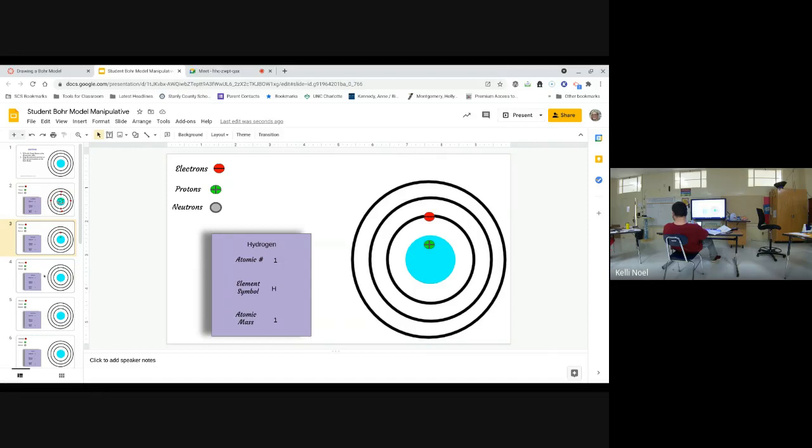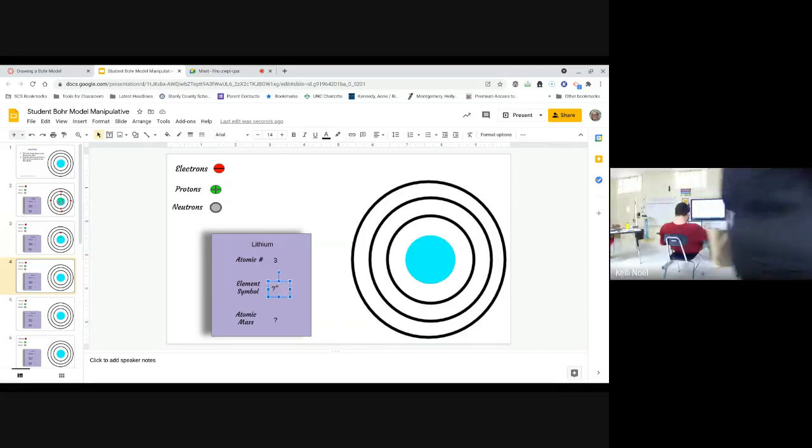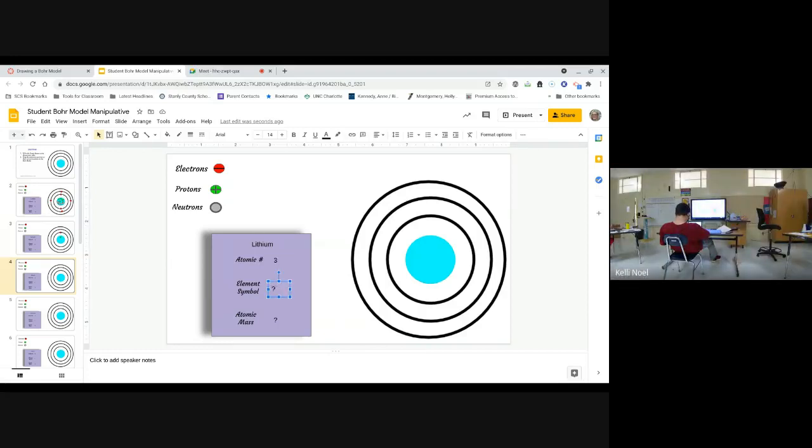All right, so now we're clicking on slide 4, and it should say lithium. Atomic number 3. Oh, that's old. Okay, I didn't realize that. Sorry about that. All right, its symbol is what? Capital L, lowercase i. And its atomic mass is 6.9, so that becomes 7.